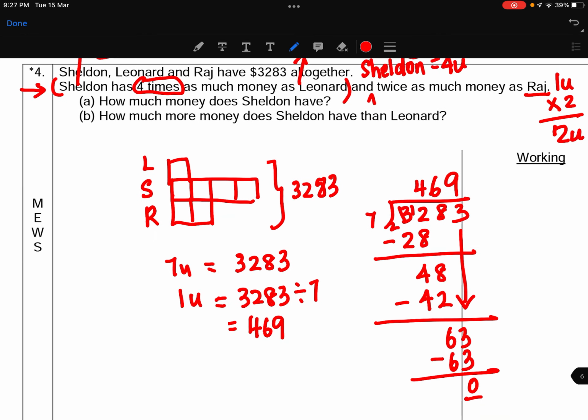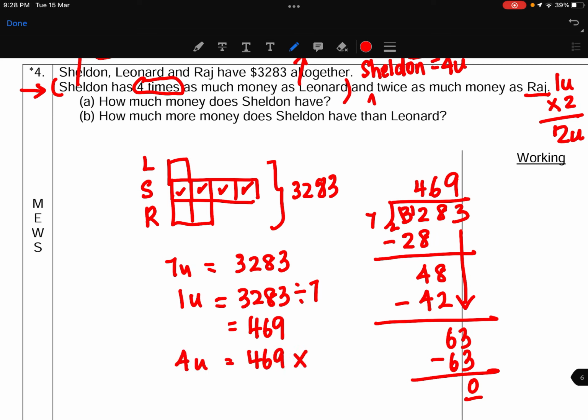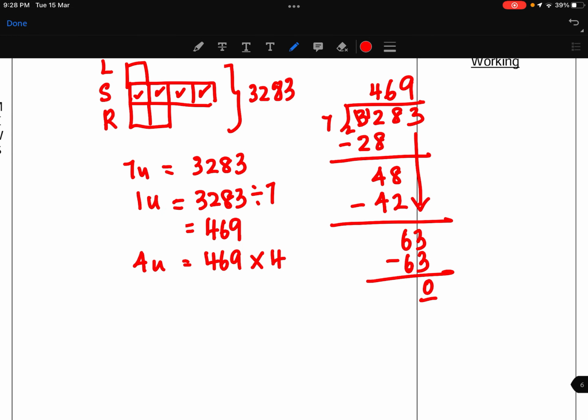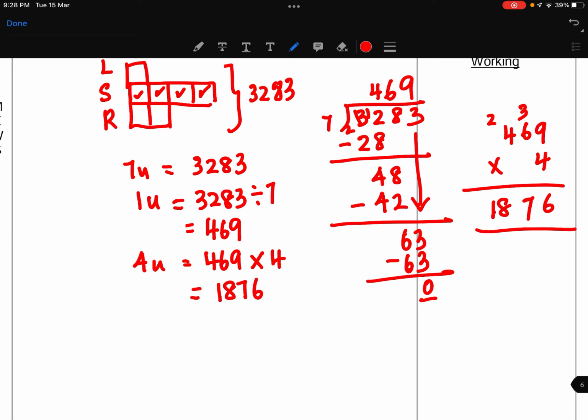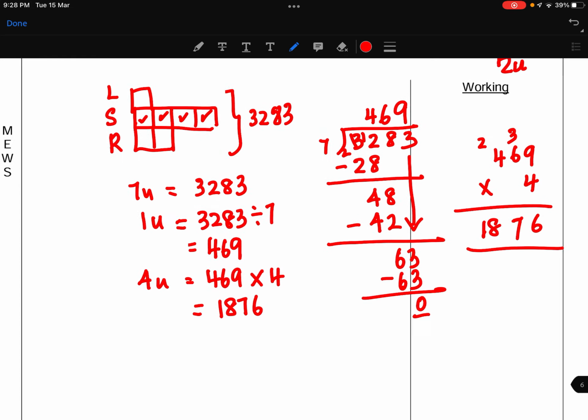Now this question is broken into 2 parts. Part A, how much money does Sheldon have? In order to find Sheldon, you need 1, 2, 3, 4. So you have 4 units equals 469 multiplied 4 times. Again, the working: 469 times 4, you get 36, 6, 12, 18, 24. 24 plus 7, 24 plus 3, 27. 16 plus 2, 18. So you get 1,876. Your answer for part A is 1,876.